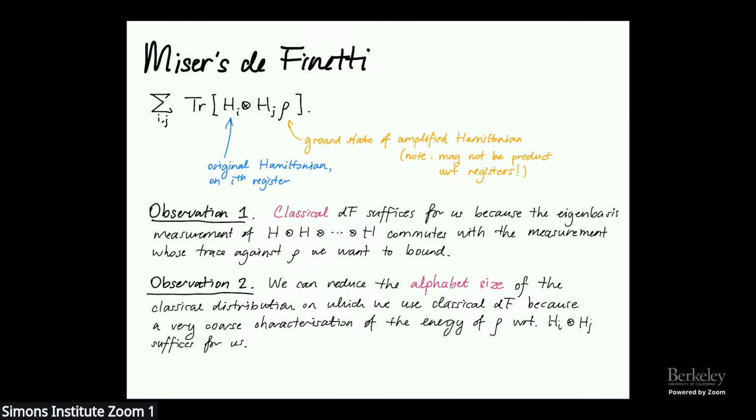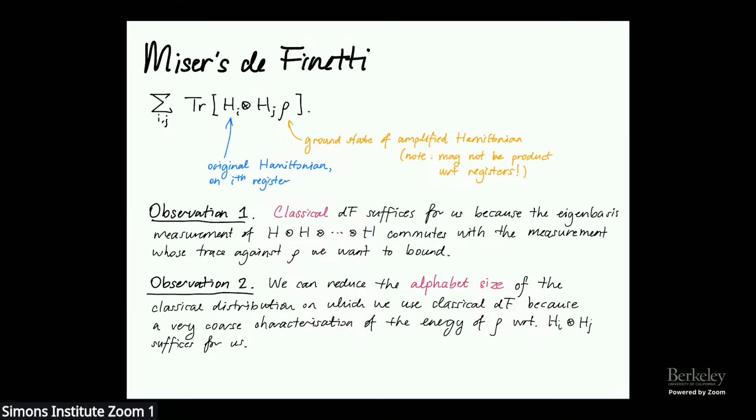Because the eigenbasis measurement of this operator H tensor H on all of the registers of rho commutes with the measurement whose trace against rho we want to bound. So we want to bound the trace of this guy, Hi tensor Hj, on rho, right? The observation is basically, you could just measure rho in a tensor product eigenbasis of H, and get a classical distribution and do your whole analysis on the classical distribution. This commutes with Hi tensor Hj, no matter where I and J are, right? So basically, you don't actually need to consider quantum states at all. In this case, you can just get away with considering classical distributions.